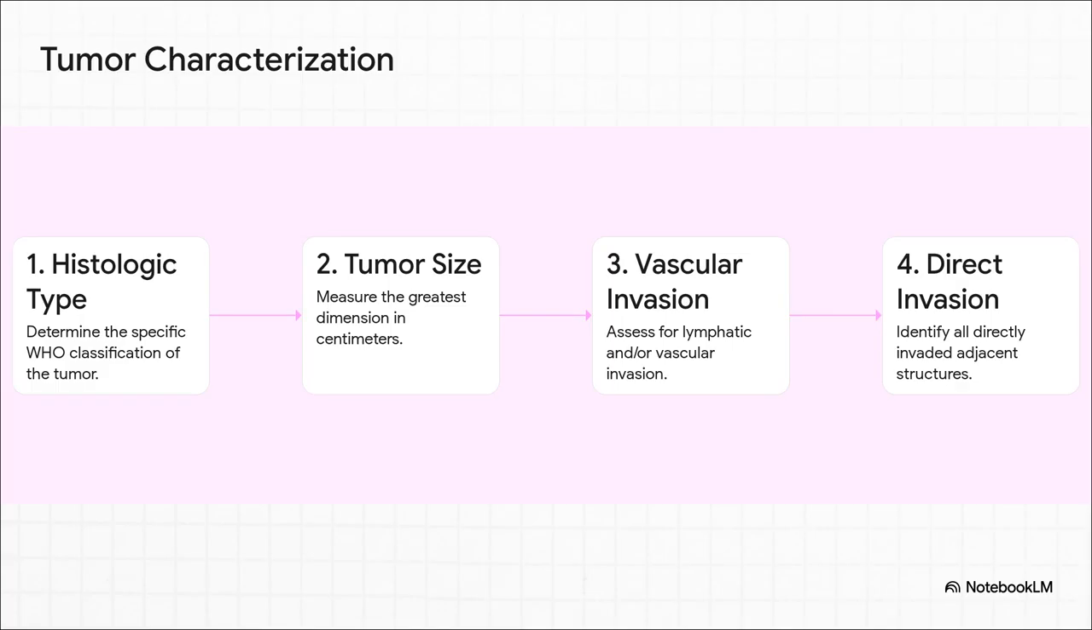Third, is it getting into vessels? You have to assess for lymphatic or vascular invasion. And finally, where is it going? You have to document every single adjacent structure it's invading.